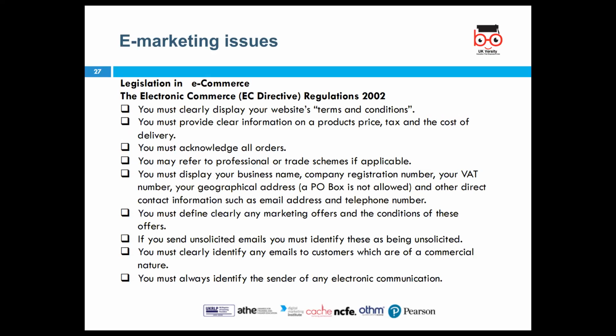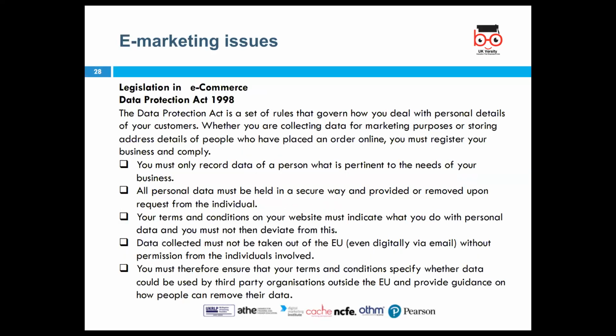So here is pretty much what this legislation says. For instance, the electronic commerce regulations say you must clearly display your website terms and conditions. You must provide clear information on the product price, tax, and cost of delivery. You must acknowledge all the orders. You might refer to a professional or trade scheme if applicable, and so on.